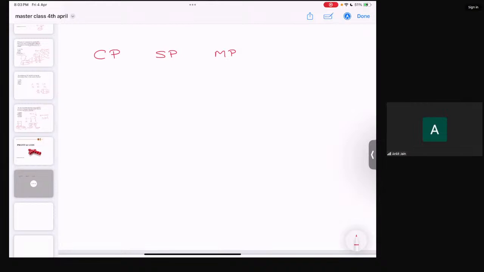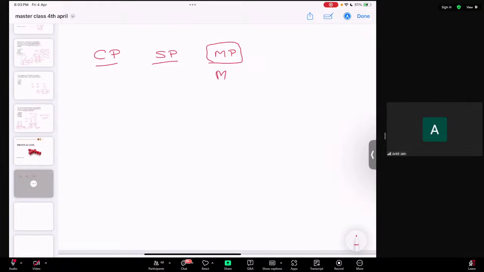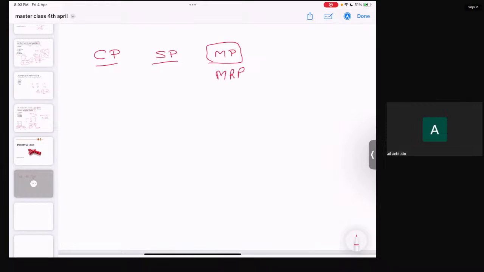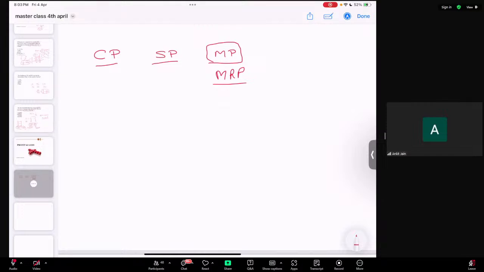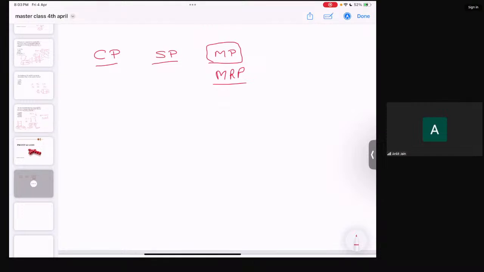Yes, the price at which the shopkeeper buys a product from the retailer is the cost price. The price at which the shopkeeper sells to the customer is the selling price. And mark price, what is MP? MP is the MRP, the label price. This is also called the tag price, the tag that is put on the product. That is called the MRP. Suppose a shopkeeper buys a product from the retailer at 100, puts a label of 120 and sells at 110.